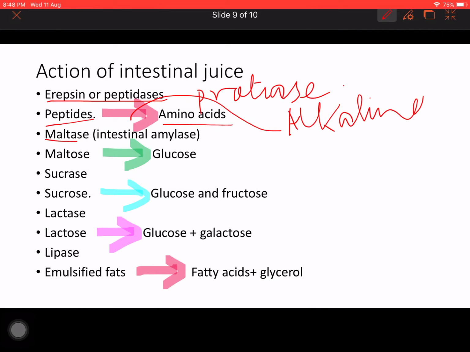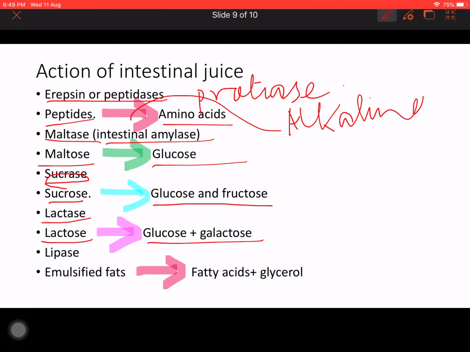Next comes maltase. Maltase is an intestinal amylase which is acting on mainly starch type of substances. In the previous one, if you remember, we have already told that it is acting on starch like substances. So maltase is acting on maltose and it is converted to a much simpler form, that is glucose, in alkaline medium. Next, sucrase, another enzyme acting on sucrose, converting it to glucose and fructose. So the end products are glucose and fructose. Now lactase, it is converting lactose to glucose and galactose.